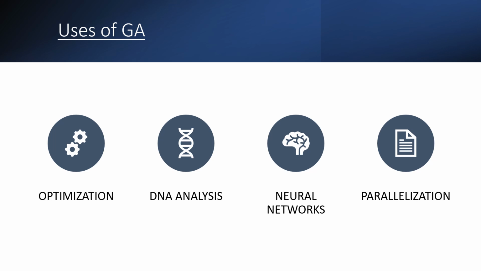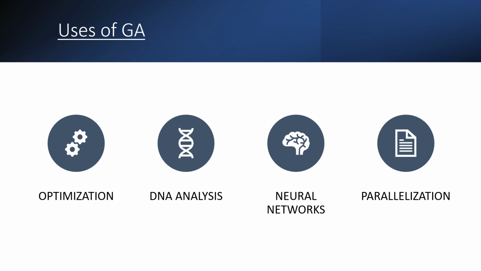Let us look into the uses of GA. The genetic algorithms are primarily used in optimization of problems of various kinds, but they are frequently used in other application areas. Let's see optimization. In optimization, genetic algorithms are most commonly used in optimization problems, wherein we have to maximize or minimize a given objective function value under a given set of constraints.